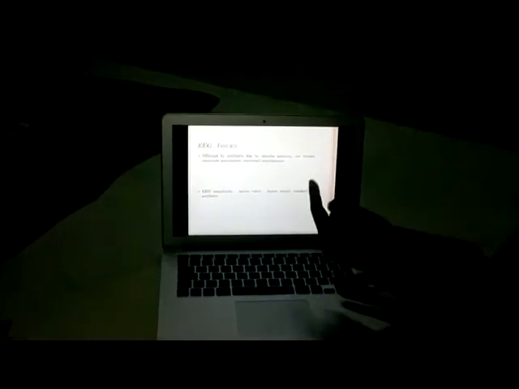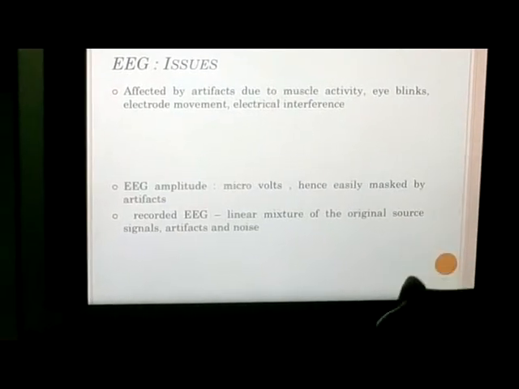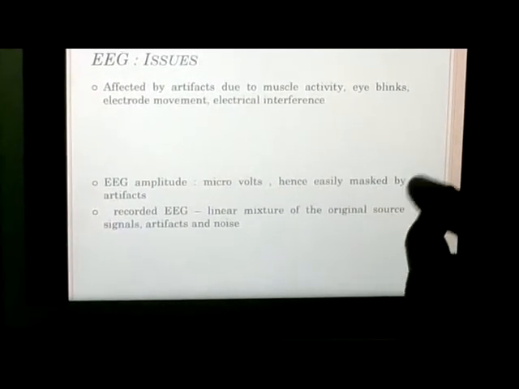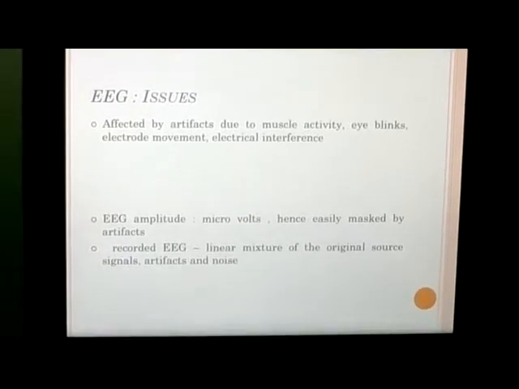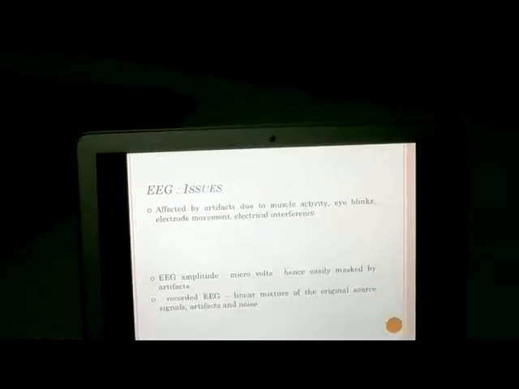signal. Then the next issue is EEG amplitude. Here you can see we are getting the signals in microvolts, hence it is easily masked by artifacts. The recorded EEG is a linear mixture of the original source signals, artifacts and noise. What I mean is that the signal we get after recording is mixed with lots of other RF signals, noise and many more artifacts. So our basic aim for this project is to minimize and remove those artifacts as much as we can.